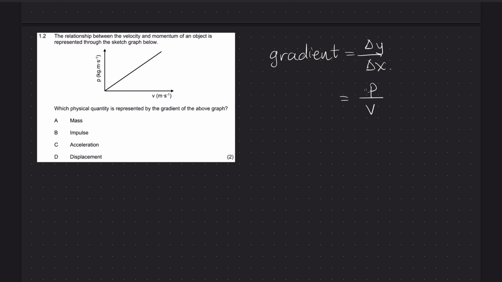So if I look at the formula for momentum, p equals m times v. If I want to get p divided by v, I can take this across. So p divided by v equals m, which is the mass. So the answer there is A.